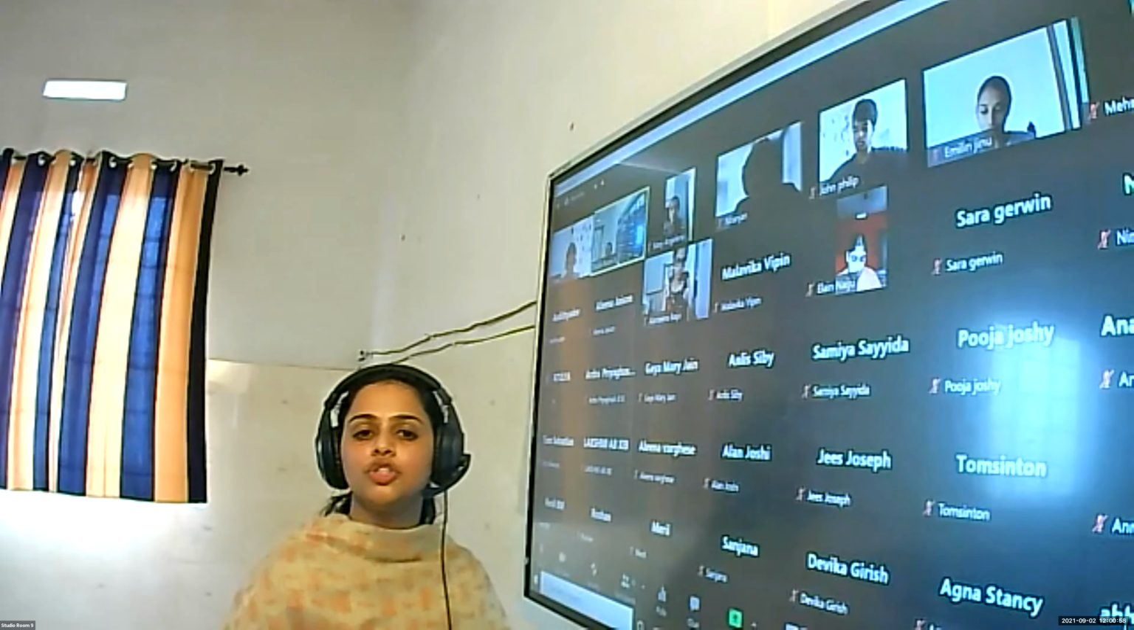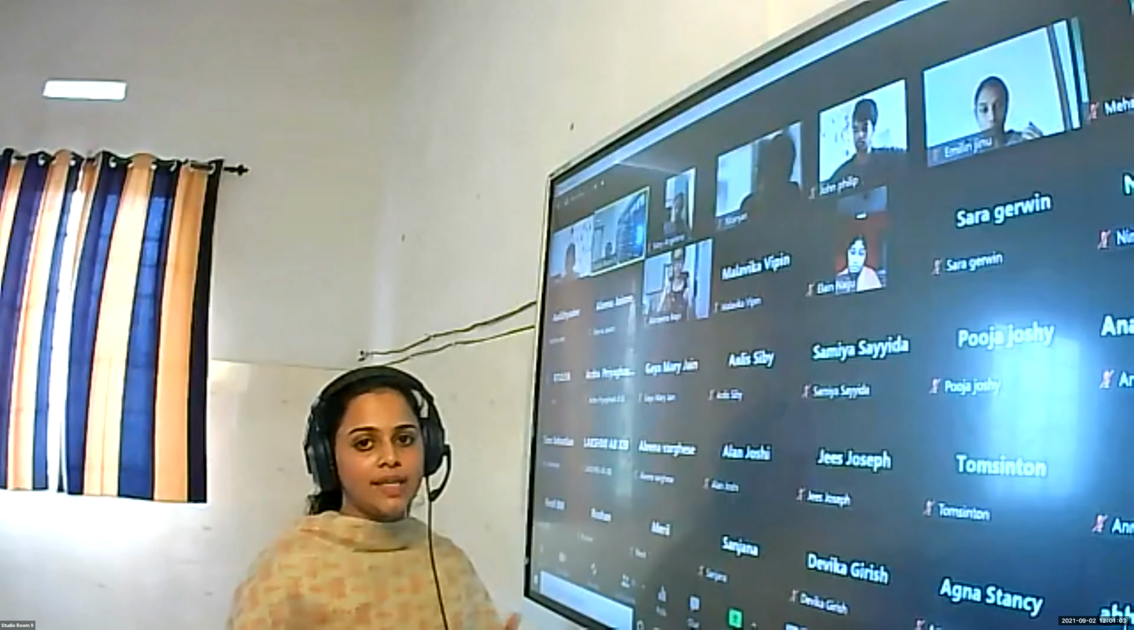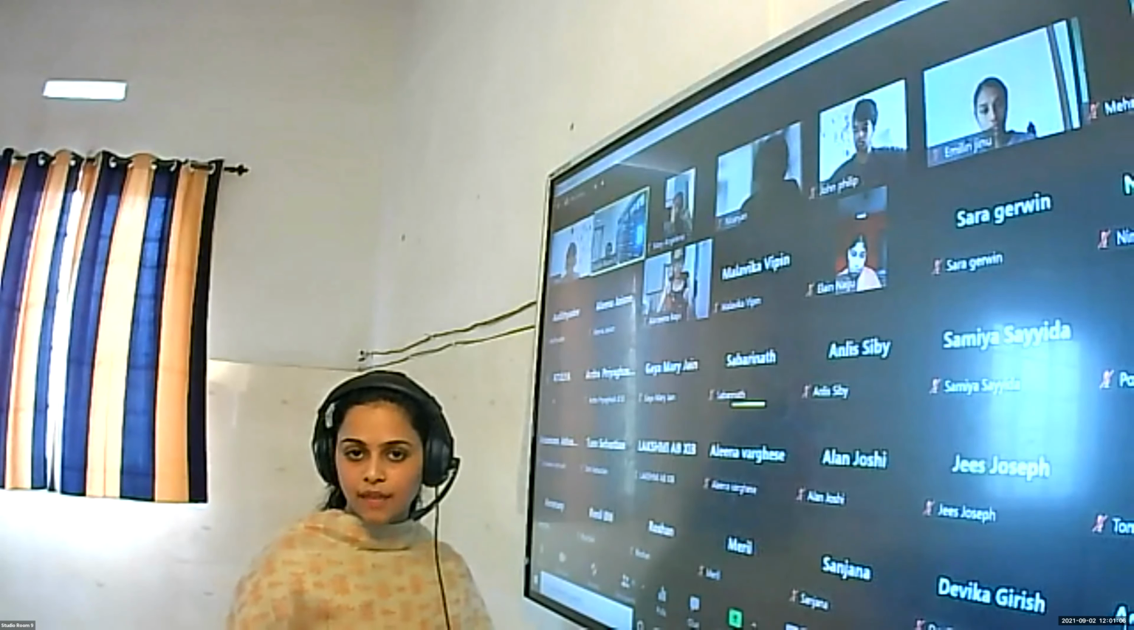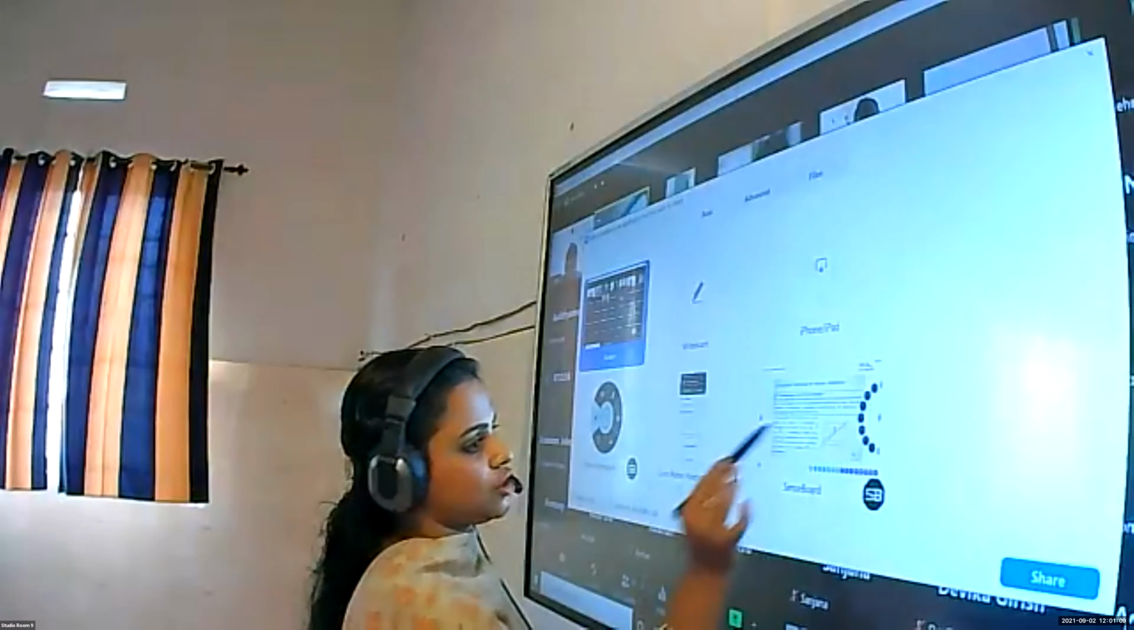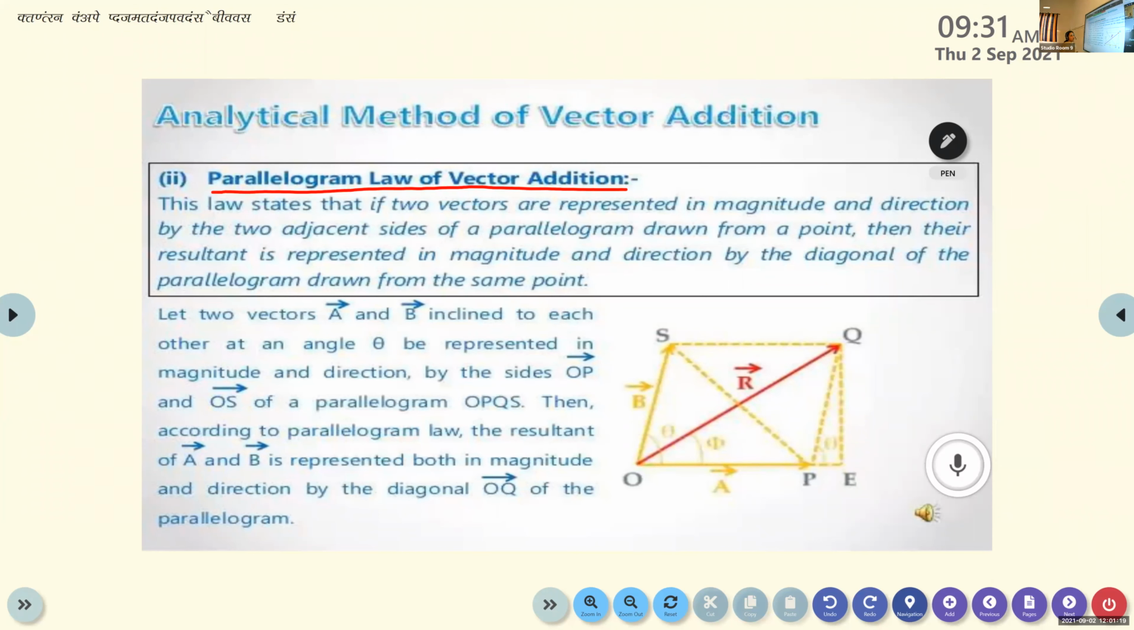Today we are going to discuss the second method of vector addition if the two vectors are inclined at an angle theta. That is the parallelogram law of vector addition. All of you write the next heading, parallelogram law of vector addition. Only need to write the heading.